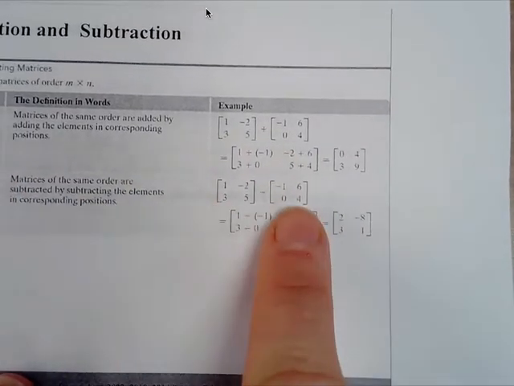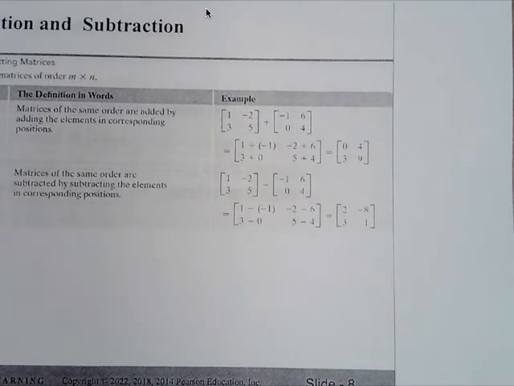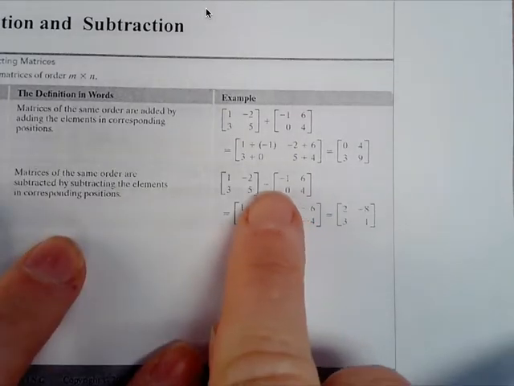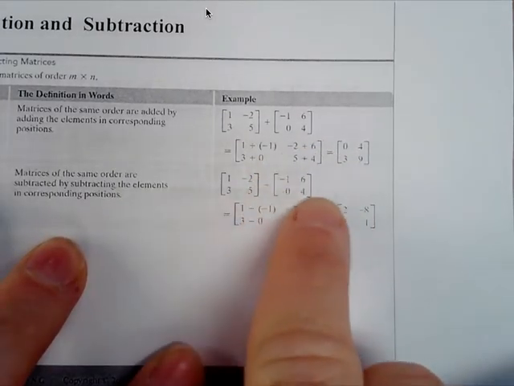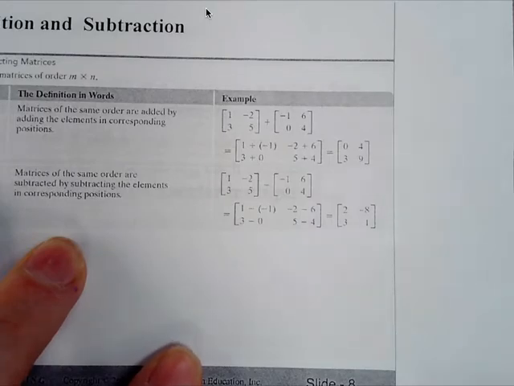Whenever you subtract, this is very similar to if you have a subtraction and then parentheses, where you have to distribute the negative or the subtraction. So you change the sign of everything in that second matrix, and then you can add them.